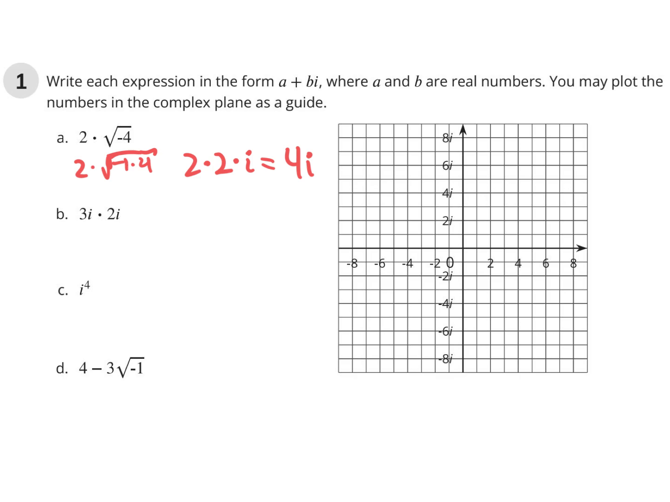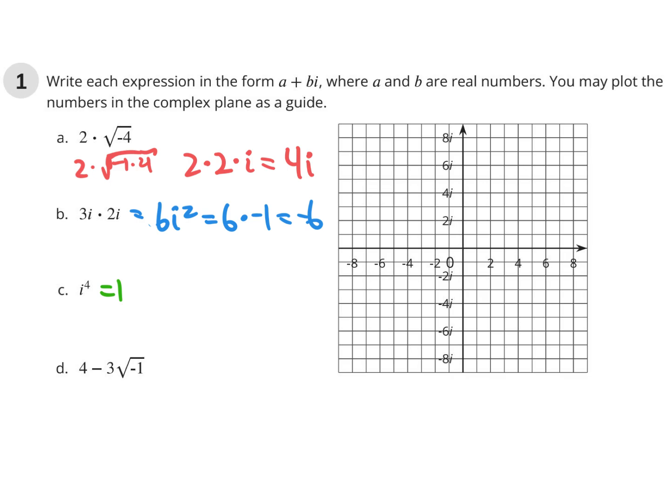Okay? So 3i times 2i equals... I'm writing too fast. Okay, 3 times 2 is 6. i times i is i squared. Since i squared is -1, this becomes 6 times -1, which is -6. Now, i to the 4th is just 1. That's all it is. There's nothing else to do.